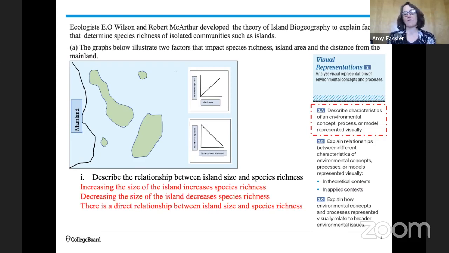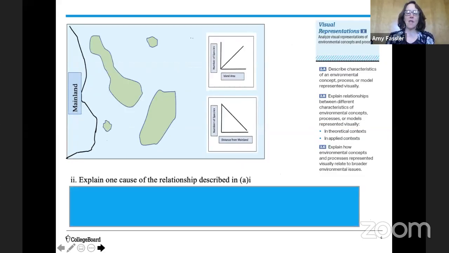There's a couple different ways I could express that would all be accurate. I could say that if I increase the size, I increase the species richness. Or the opposite of that, if I decrease the size, I decrease the richness. Or I could simply describe the trend line that expresses that relationship, that there is a direct relationship. As one variable goes up, the other goes up as well.